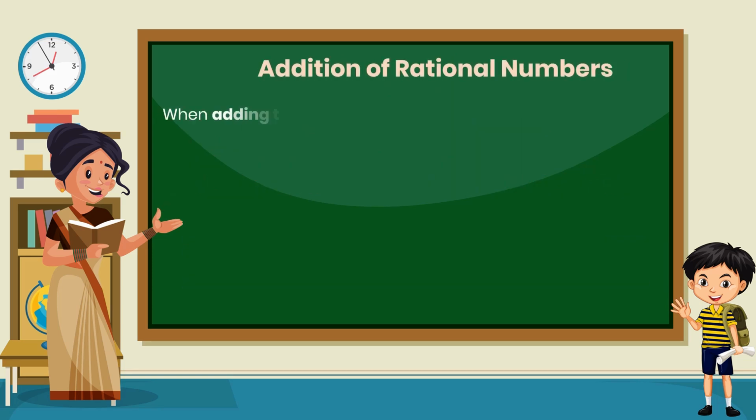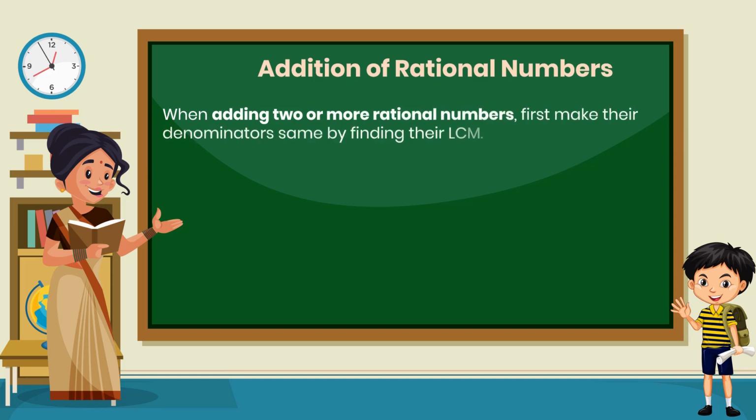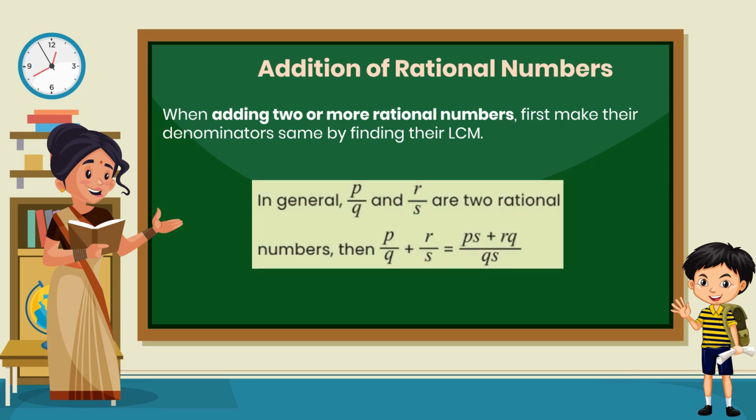Addition of rational numbers. When adding two or more rational numbers, first make their denominators the same by finding their least common multiple. In general, p by q and r by s are two rational numbers. Then p by q plus r by s equals ps plus rq by qs.